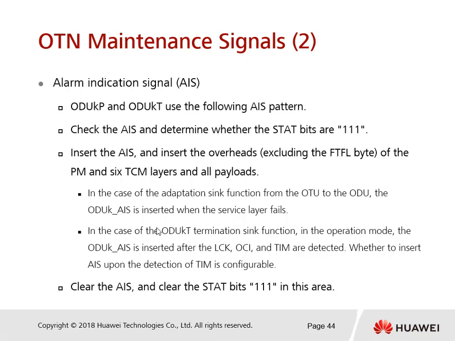And here we continue to introduce this maintenance signal. For the AIS, when we find the AIS has happened, we should check the status bits. If all the value is 1, then we should insert the AIS, and we insert the overheads of the PM and 6 TCM layers and all the payloads to 1. Here I have 2 precautions.